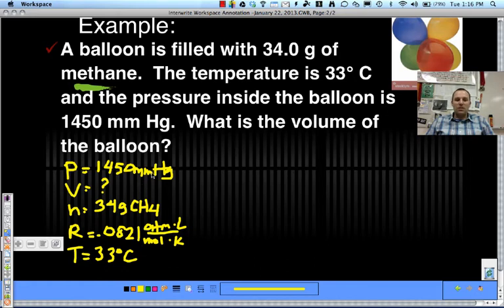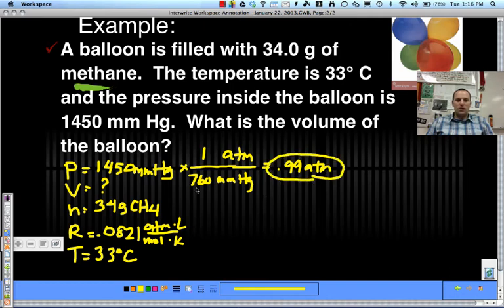All right, so being that as it may, atmospheres, liters, moles, Kelvin. We are not in any of those units, so we have to do our conversions before we can plug in the problem. Okay, so we need to convert from millimeters of mercury into atmospheres. 1 atmosphere is equal to 760 millimeters of mercury. When you multiply that out, you get 0.99 atmospheres. So there's our P, pressure.